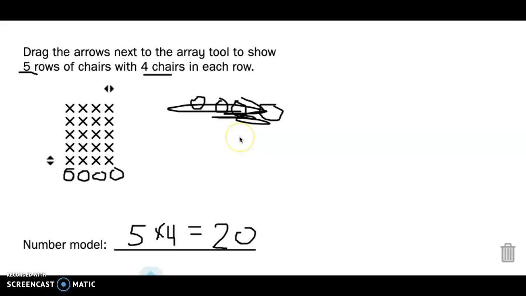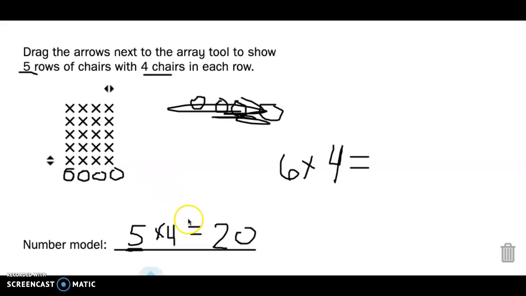So my new number model would be what? I added 1 more row. Before I had 5, now I'd add 1 more. So I have 6 times 4. Oh my goodness, what is 6 times 4?